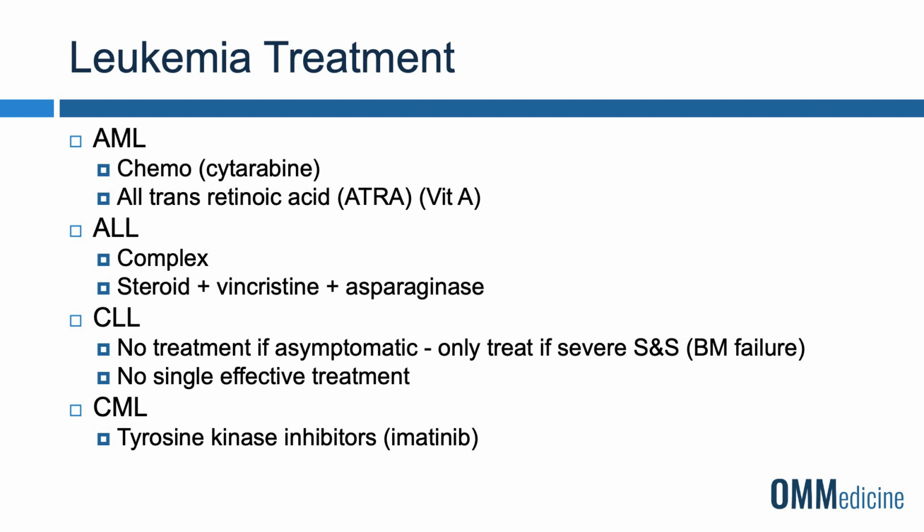So if the patient is having only mild symptoms and they don't have any bone marrow failure or massive splenomegaly, then you do not have to treat them. If they do have any severe symptoms, then you will treat them largely with chemo, although there is not a single drug that is more effective than another. And then for CML, the treatment is largely going to be with tyrosine kinase inhibitors such as imatinib.